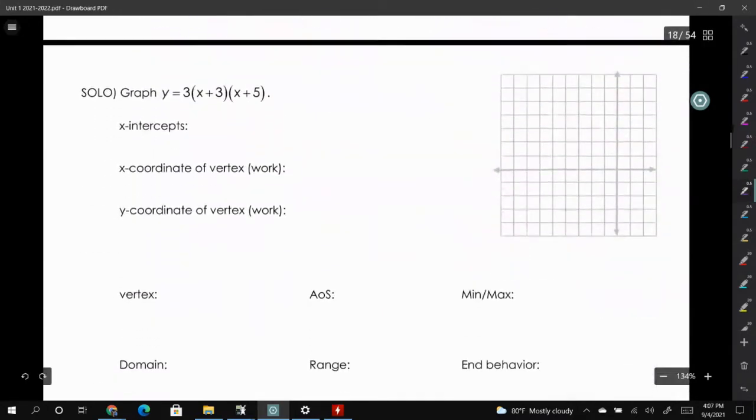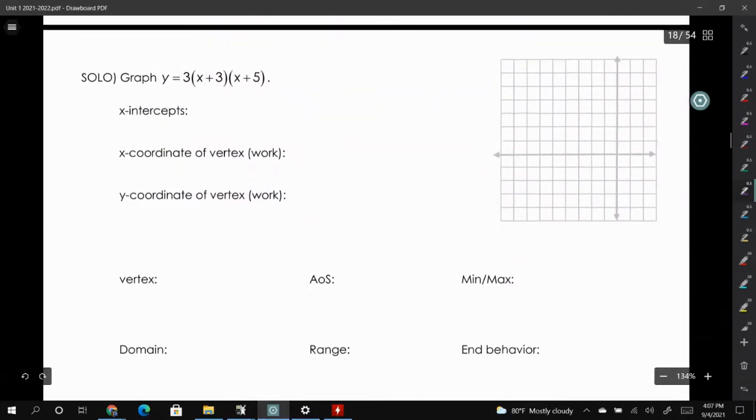Now, on the next page here, we're going to graph this one. Your x-intercepts are negative 3, comma 0, because it's the opposite, and negative 5, comma 0. So then the x-coordinate of your vertex is going to be exactly in the middle. Here's our axis of symmetry at x equals negative 4.